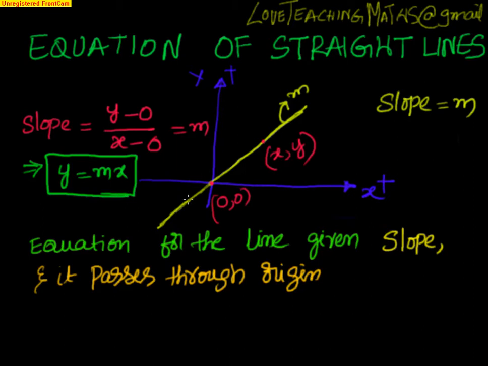And we will always consider x, y as a point, because for any x value, if you have the slope, you can find the y. That means any point, any ordered pair. What I mean to say is, if you know the slope, you can find the ordered pair, or you can find all the points across this line.